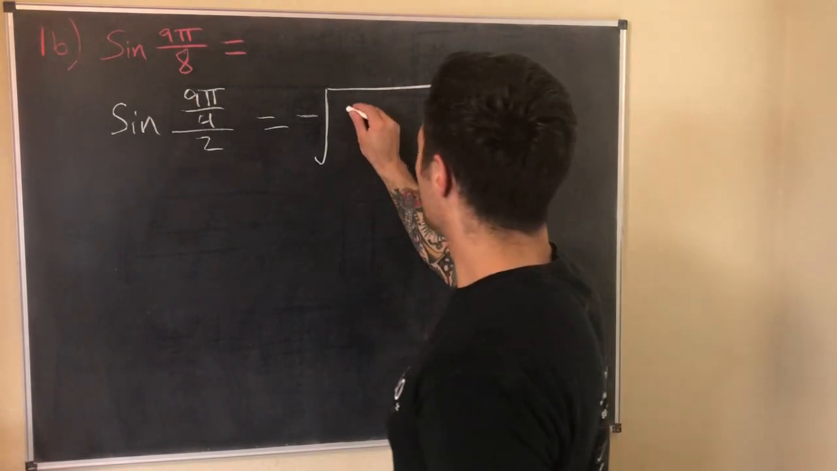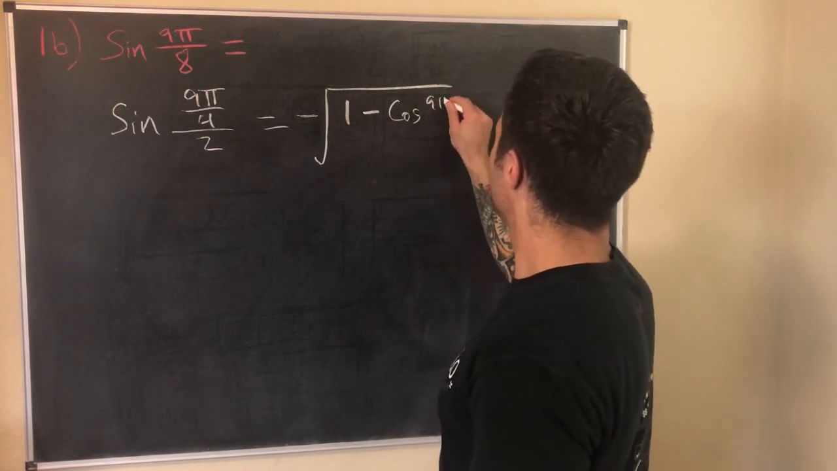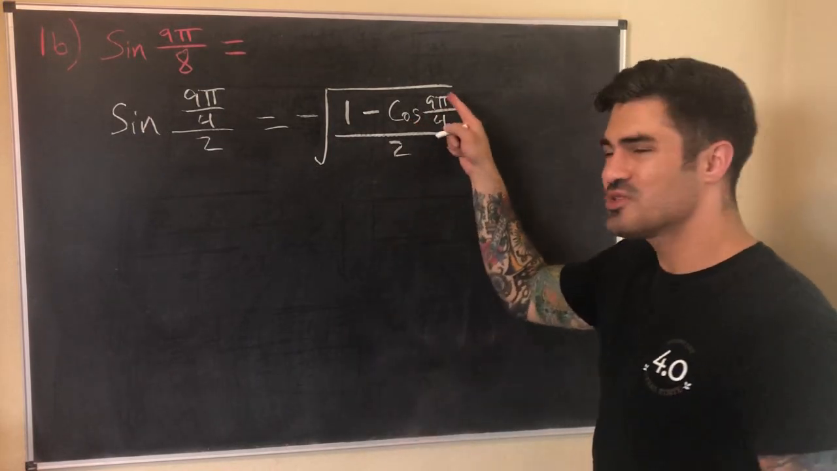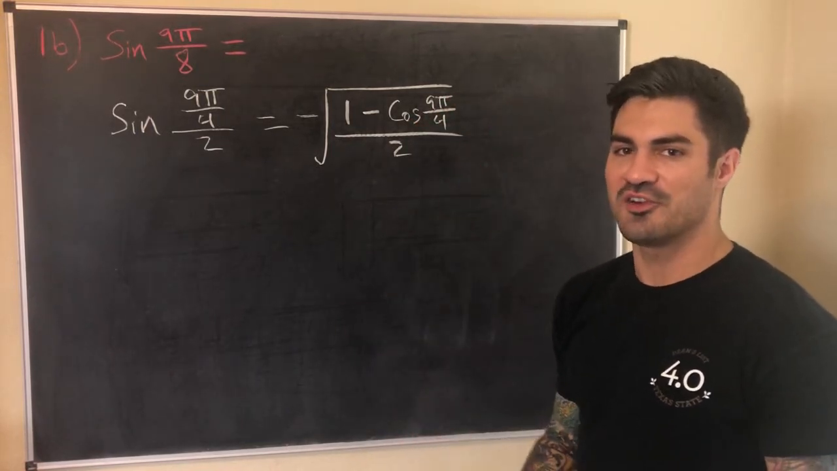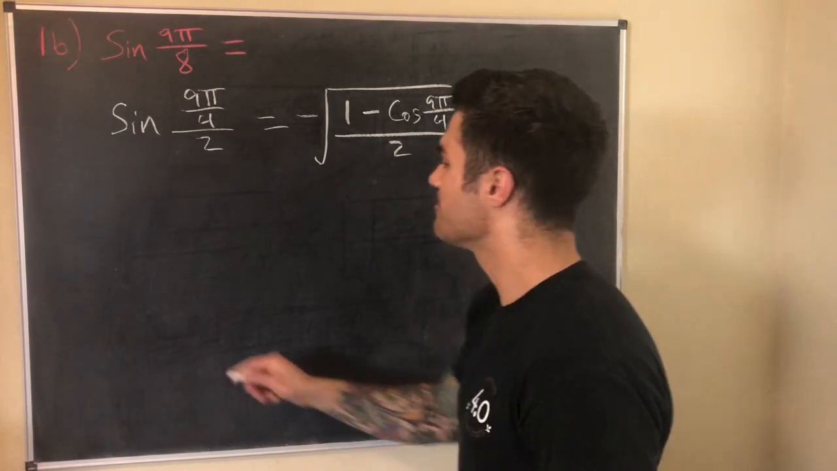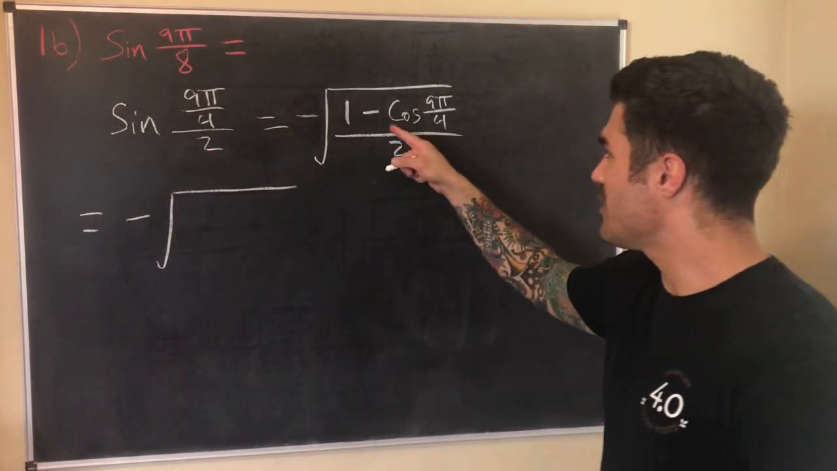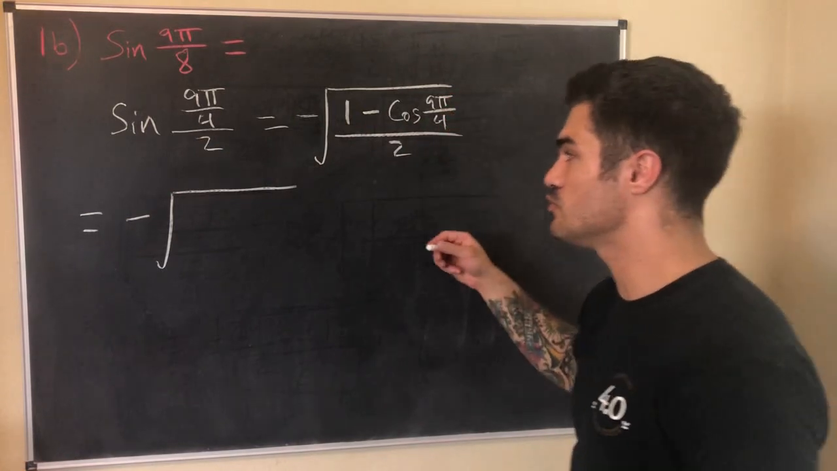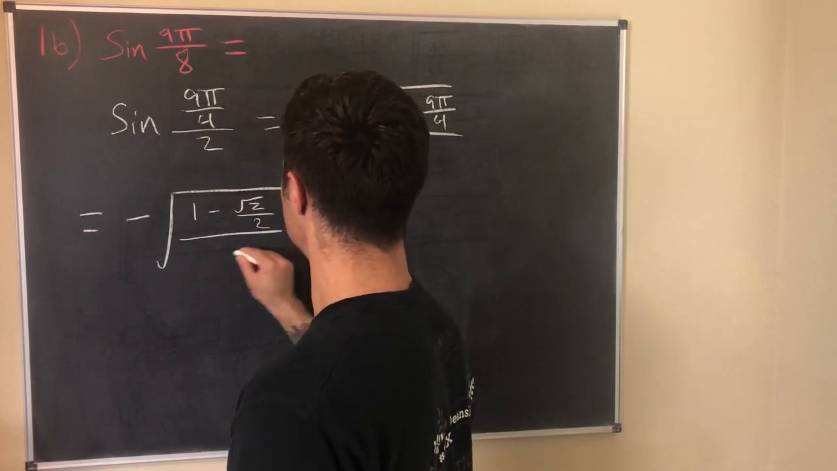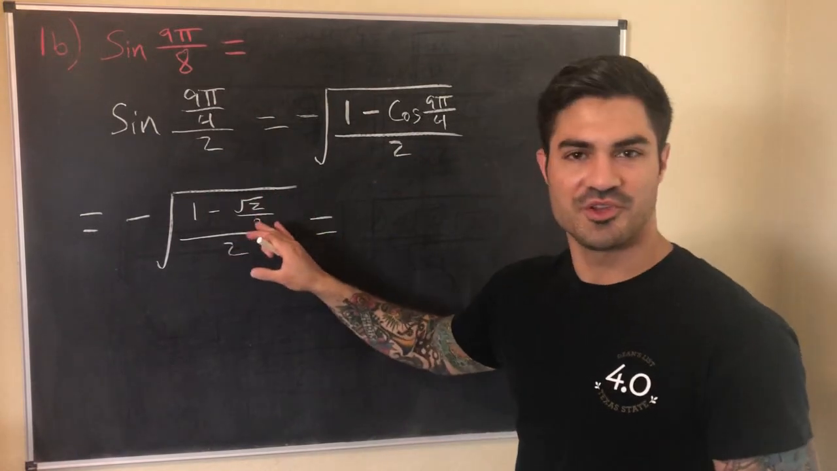So let's go ahead and jump right into our formula. With sine, we have 1 minus the cosine of 9 pi over 4, over 2. And again, the cosine of 9 pi over 4 is the same thing as the cosine of pi over 4. We can just subtract 2 pi, and the value of the trig function is the same, right? So this equals negative square root of 1 minus cosine pi over 4. Let's see, that's root 2 over 2. So 1 minus root 2 over 2, all over 2. And I'm basically going to do the same thing that I did in the last problem. This probably looks a little familiar, right?